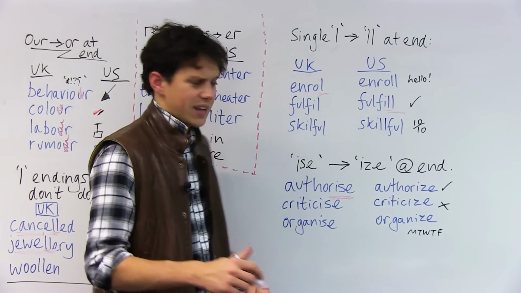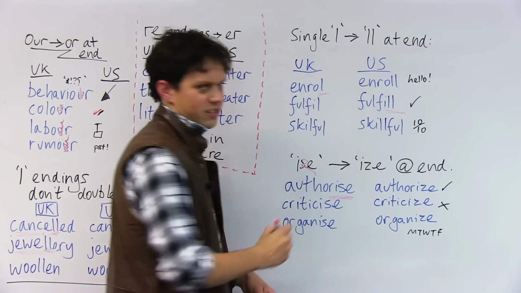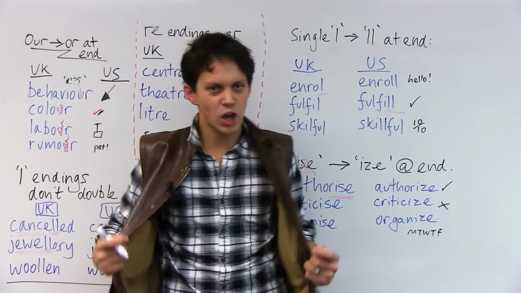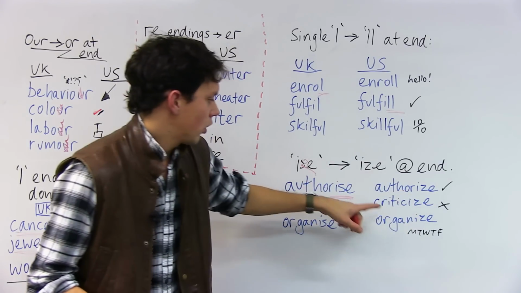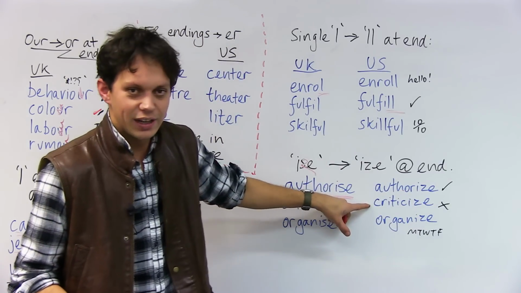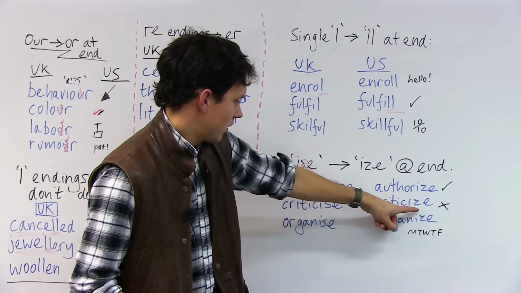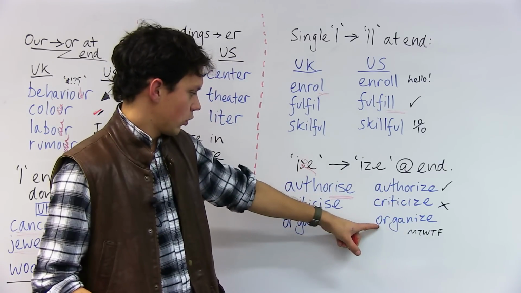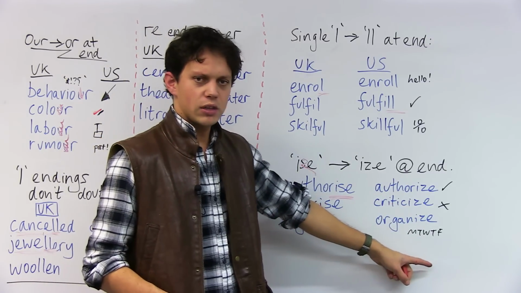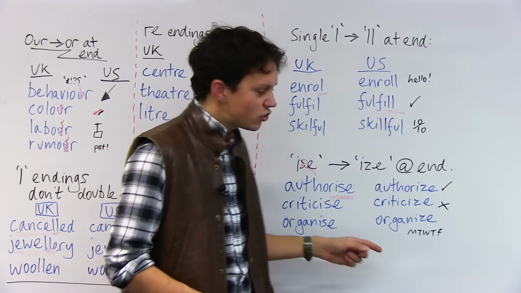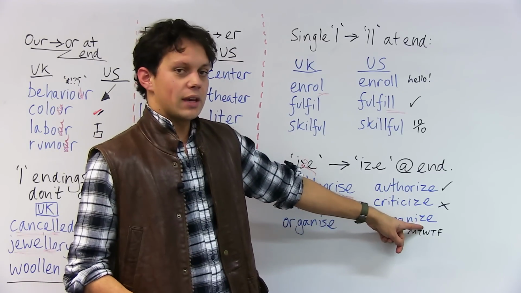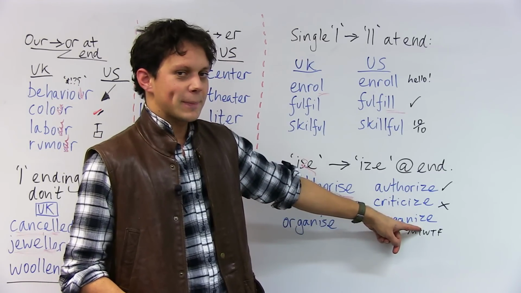The Americans don't like this S at all, so they make it into a Z. They make it into a Z and go to McDonald's and get really fat. Authorize with a Z-E. Criticize. I'm sure I'll get lots of criticism after this. With a Z. And organize your days of the week, Monday, Tuesday, Wednesday, Thursday, Friday. And then go to the gym, go to the beach. With a Z on the end.